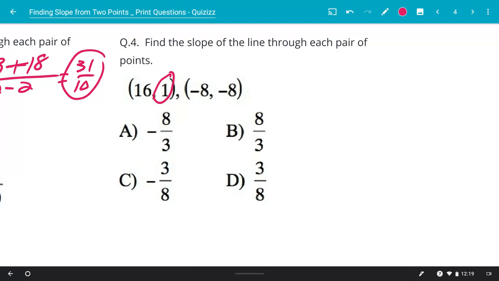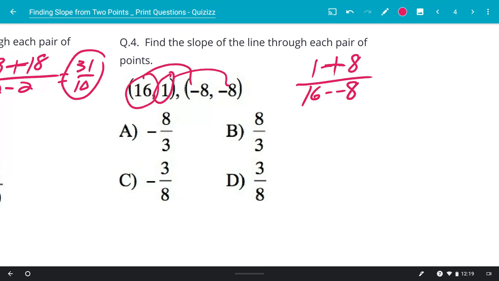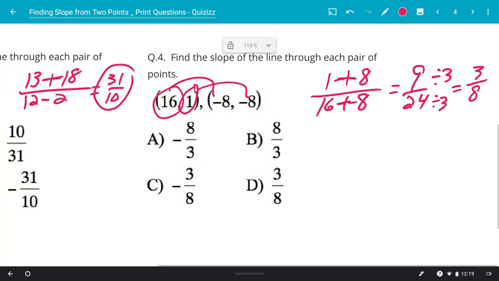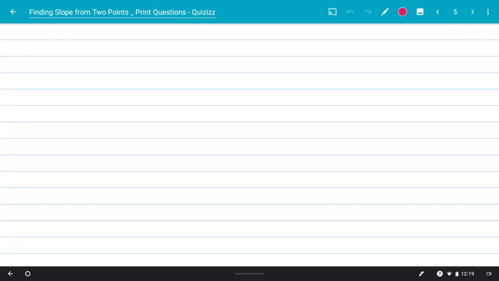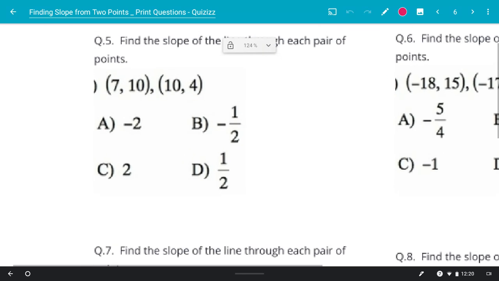This is my largest y, so I got 1 minus negative 8 over 16 minus a negative 8. Well, minus a negative becomes plus, so that is 9 over 24. Now, sometimes our fractions can be reduced, and 3 goes into both of these numbers. 3 goes into 9 3 times, and 3 goes into 24 8 times. So it's 3/8. I hope that this is helping you understand this a little bit better.